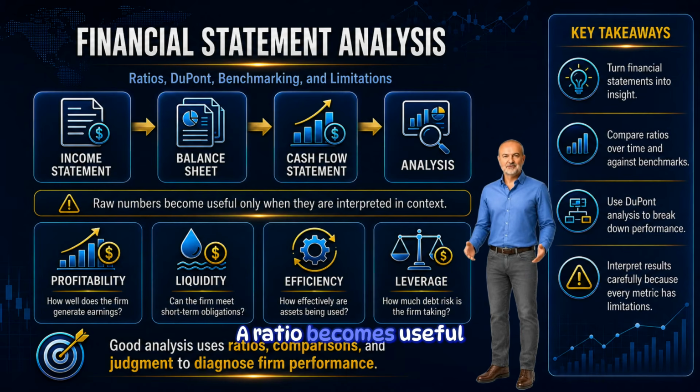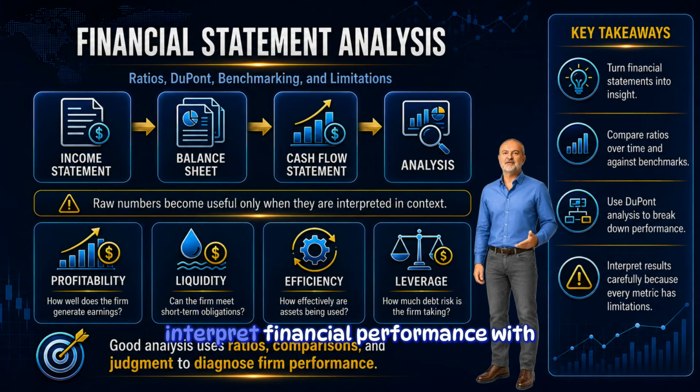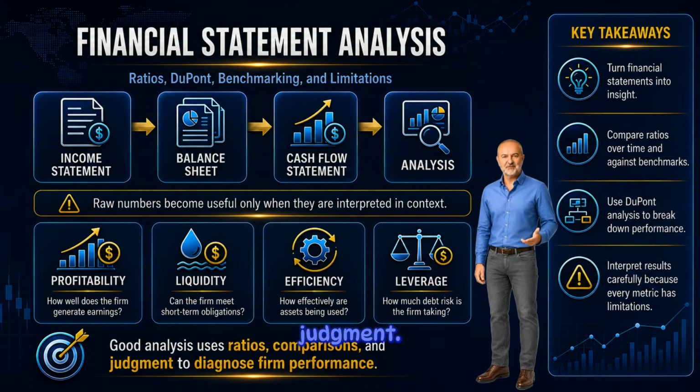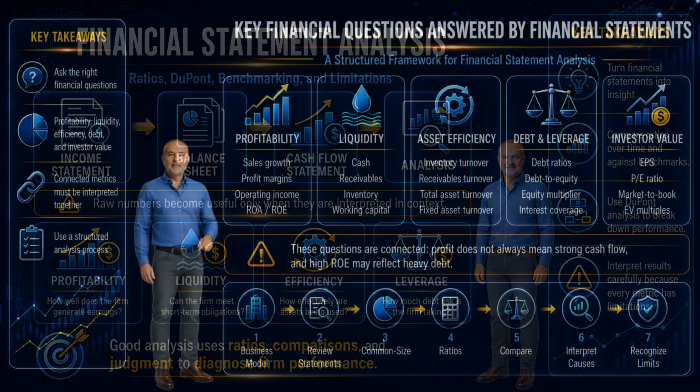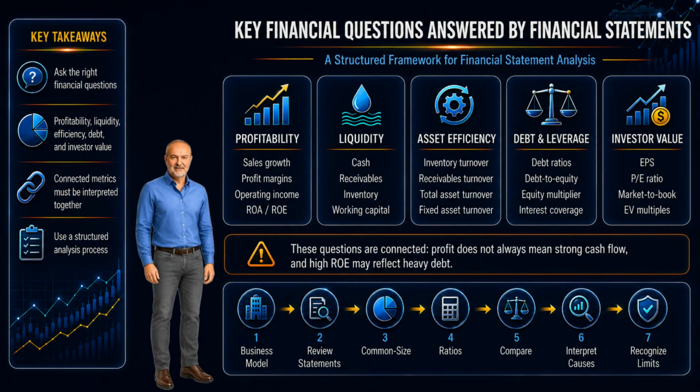A ratio becomes useful when we compare it over time, against competitors, against industry averages, against management goals, or against investor expectations. So, in this lecture, we will learn how to read financial statements like analysts. We will organize evidence, ask better questions, and interpret financial performance with judgment. Let's begin with the basic financial questions that financial statements help us answer.